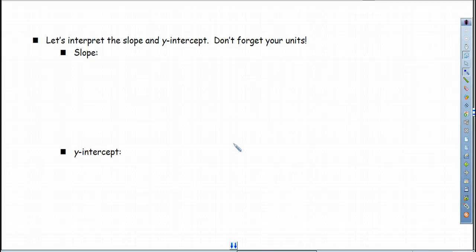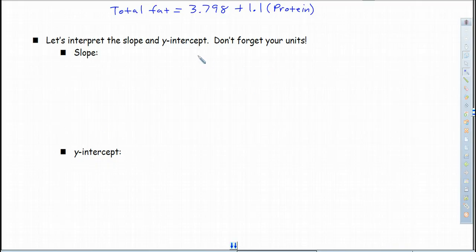I'm going to start by rewriting the equation just so we have a reference on what we're looking at. So here we had the total fat is equal to 3.798 plus 1.1 times the protein. So remember which one is the slope, which one is the y-intercept. Remember, the slope is always the one multiplying, right, with the explanatory. So this would tell us that this is our slope. The slope is 1.1. And this is our y-intercept, 3.798. It's by itself.